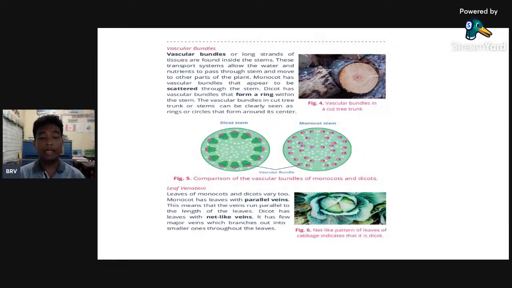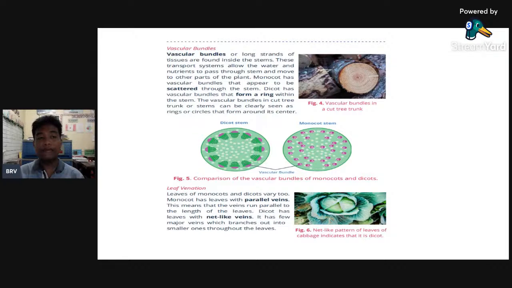Okay, so leaf venation. Leaves of monocots and dicots vary too. Monocot has leaves with parallel veins. This means that the veins run parallel to the length of the leaves. Dicot has leaves with net-like veins. It has a few major veins which branch out into smaller ones throughout the leaves.